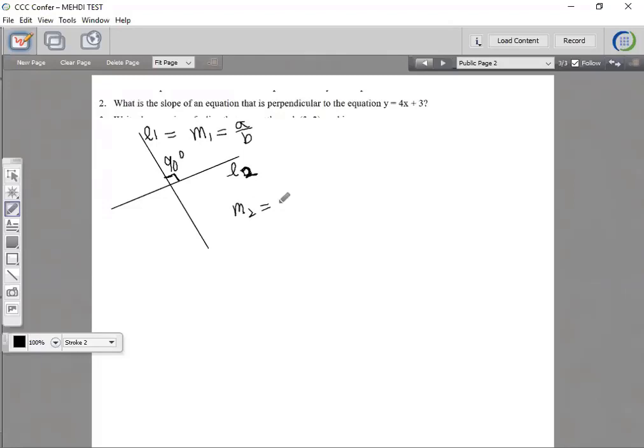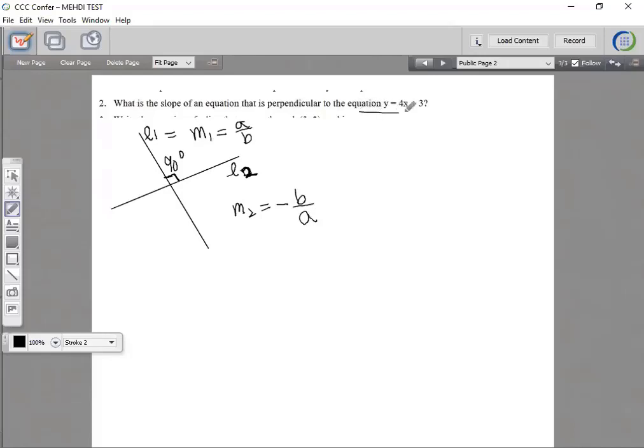Those of you who are online, you can click on the talk button and tell me if you know it. Okay, it's negative and reciprocal. So if the slope of the first line is a over b, the slope of the other one would be minus b over a.